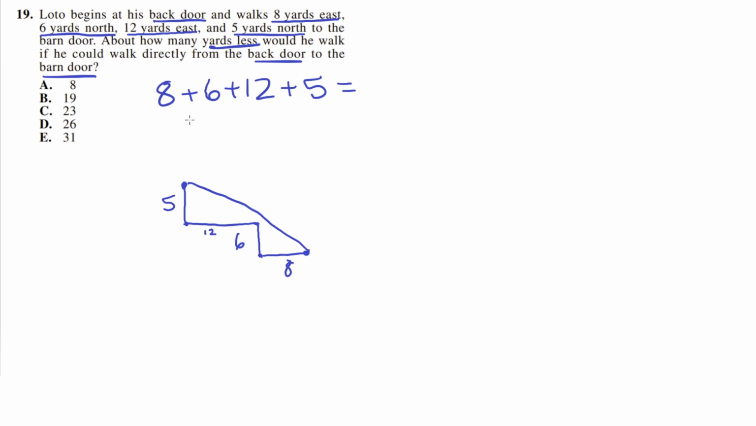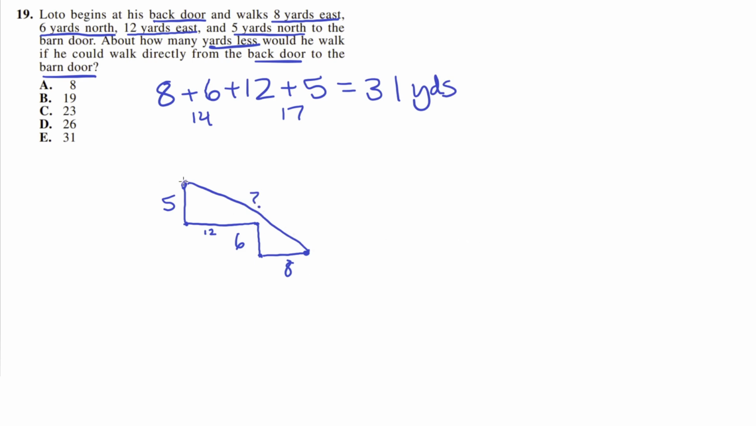So 8 plus 6 is just 14. 12 plus 5 is 17. And if we add both of these two together, we get 31. So he walked a total of 31 yards. Now let's find out how much he walked if he just walked directly.